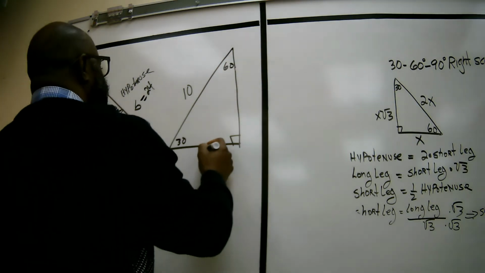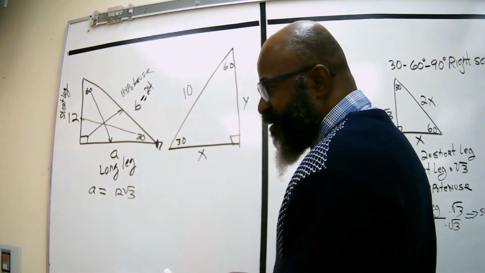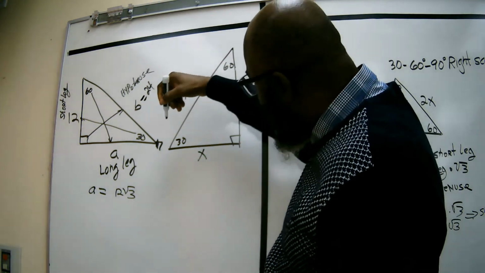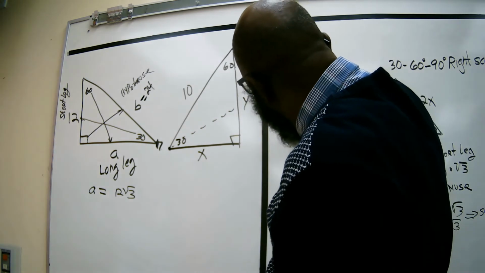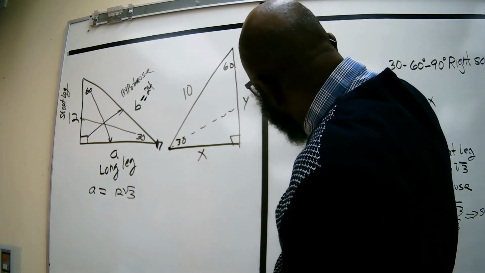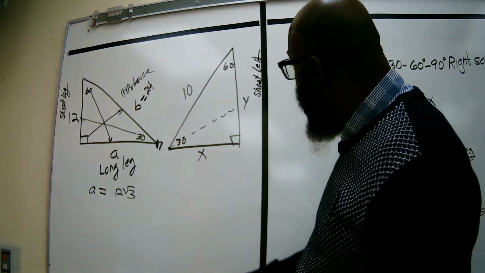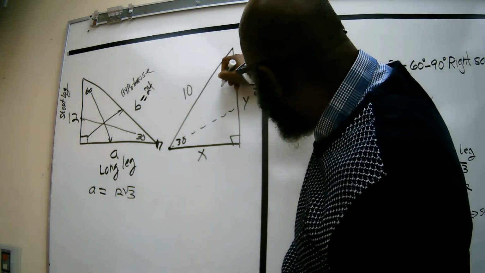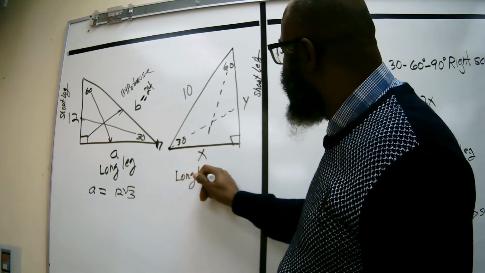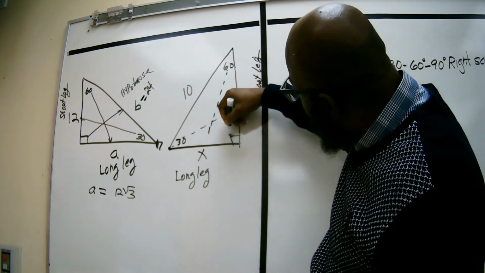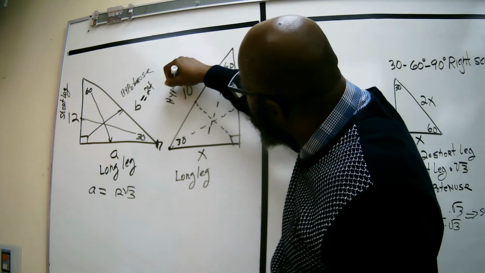Alright, we are looking for X and Y. First, I'm looking at my 30-degree angle. This is my 30 angle. Opposite to it is Y, therefore Y is my short leg. And this is my 60-degree angle, and X is my long leg. And my hypotenuse is opposite to 90, therefore 10 is my hypotenuse.